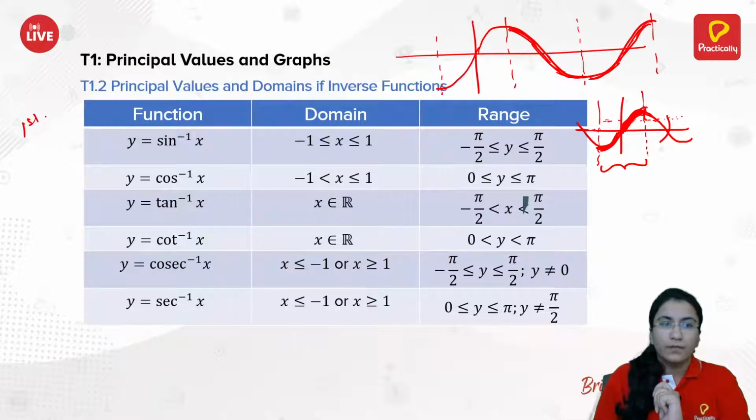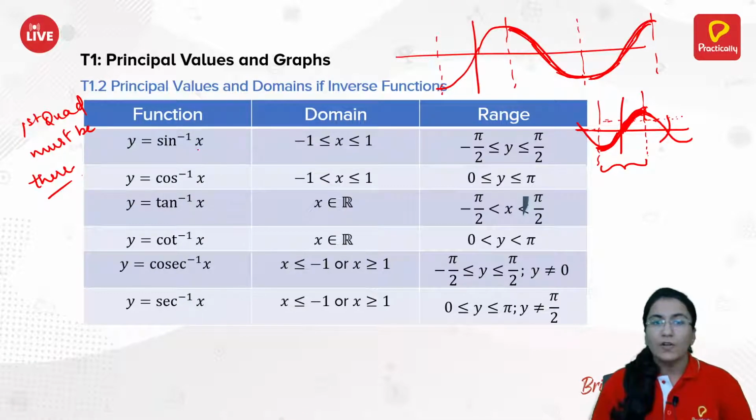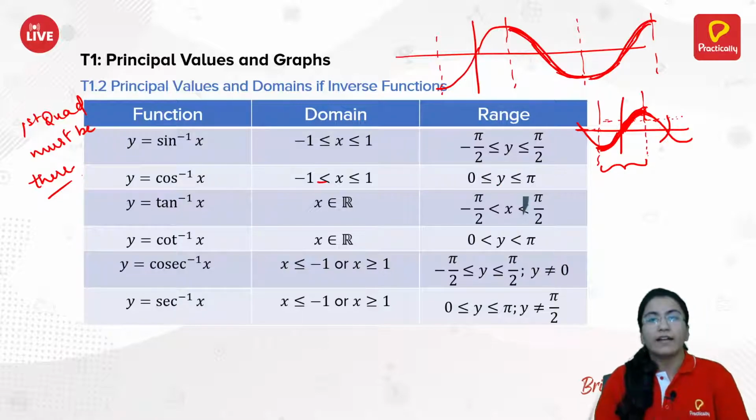First quadrant must be there, right? Next, based on that, you have the domain of sine inverse as -1 to 1 and the range will be -π/2 to +π/2, right? Next, cos inverse x, you have again -1 to +1 and y ranges from 0 to π, 0 as well as π included.